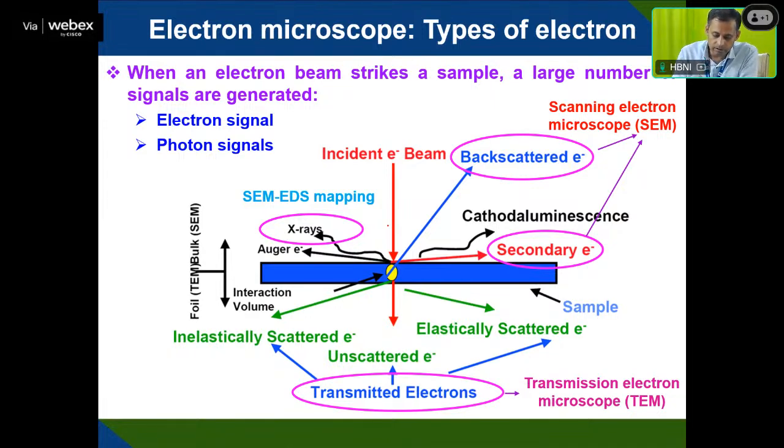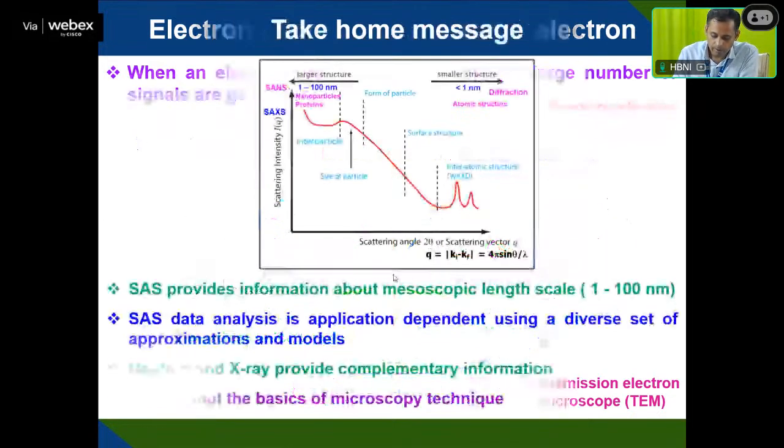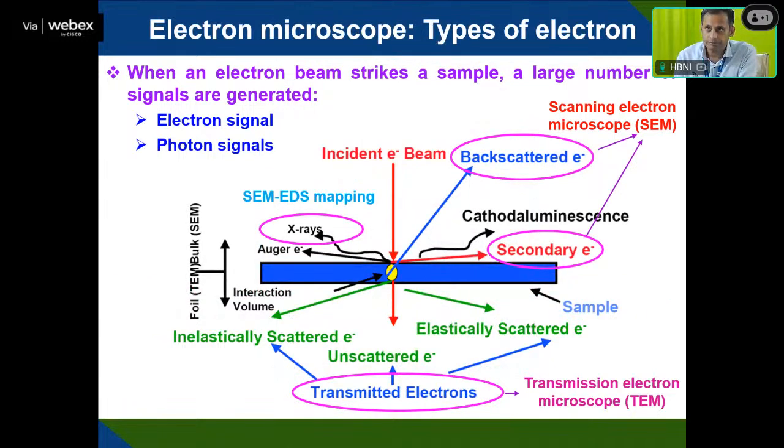So this is the electron beam coming onto the sample. The electron beam will interact with this material within a specific volume. That is called the interaction volume, or electron range, up to which the electron beam can propagate. And once the electron beam falls here, many types of interaction take place.